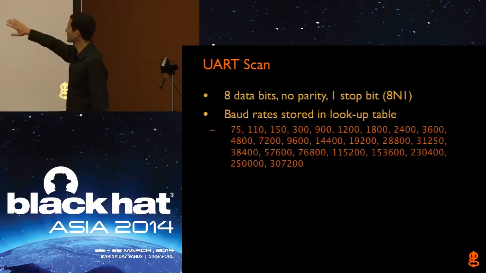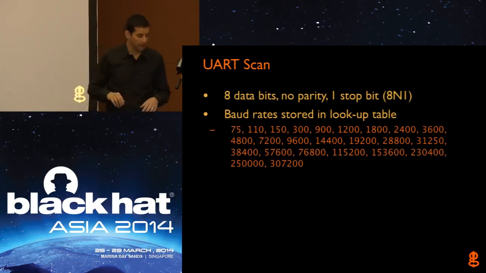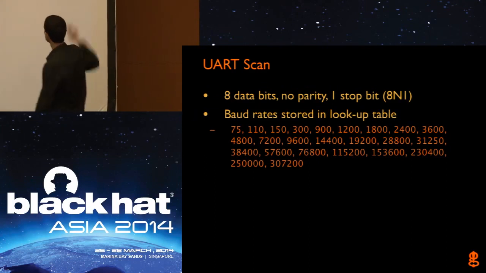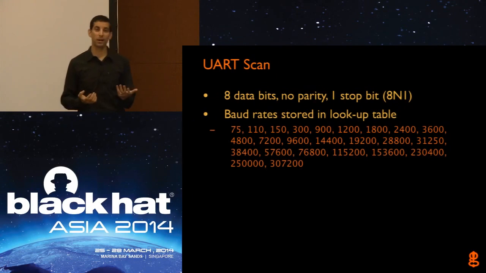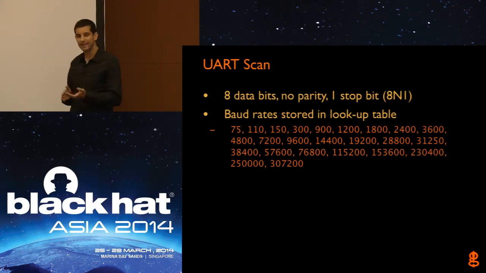But in our case, we're just setting up the standard configuration, 8 data bits, 1 stop bit, 8N1. And we have a bunch of standard baud rates stored in a lookup table. So all of these. It is possible for a vendor to be tricky and use a non-standard baud rate, which in our case, since we're doing a table lookup, we might not see.